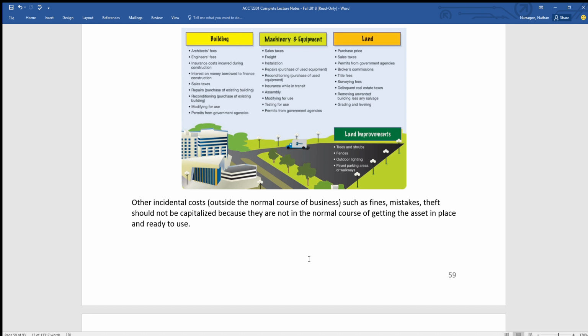So some things we get capitalized, some things we don't. So we're going to get probably like an example or two in your homework that deals with that. But it's just understanding if it's a mistake or theft, someone actually stole something, they're not capitalized because it's not part of normal course of duty, getting the asset ready. Okay.